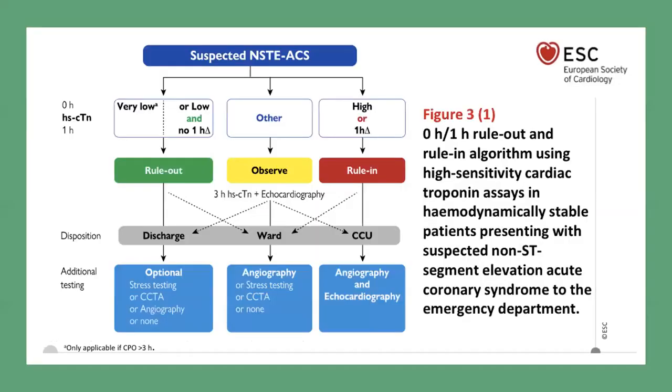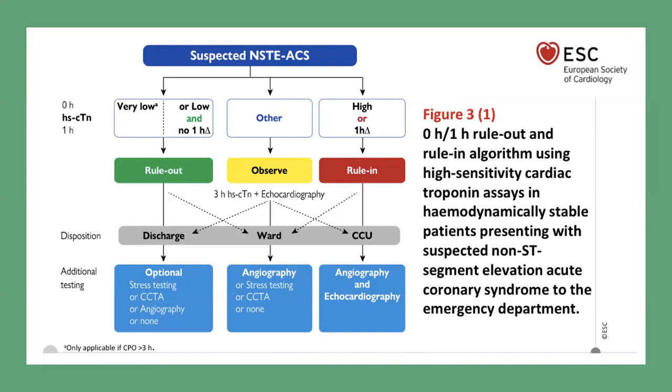So when you are suspecting a non-ST elevation myocardial infarction, like I mentioned earlier, we need to do cardiac troponins at presentation at 0 hour and a repeat in 1 hour. If those cardiac enzymes are negative, then you have a low index of suspicion to diagnose a myocardial infarction. So that patient can be ruled out and can be worked up for other causes, like we mentioned. Or if you have your high sensitivity troponin levels at 0 hour and a repeat, and there is a change within an hour, then those patients need to be ruled in.